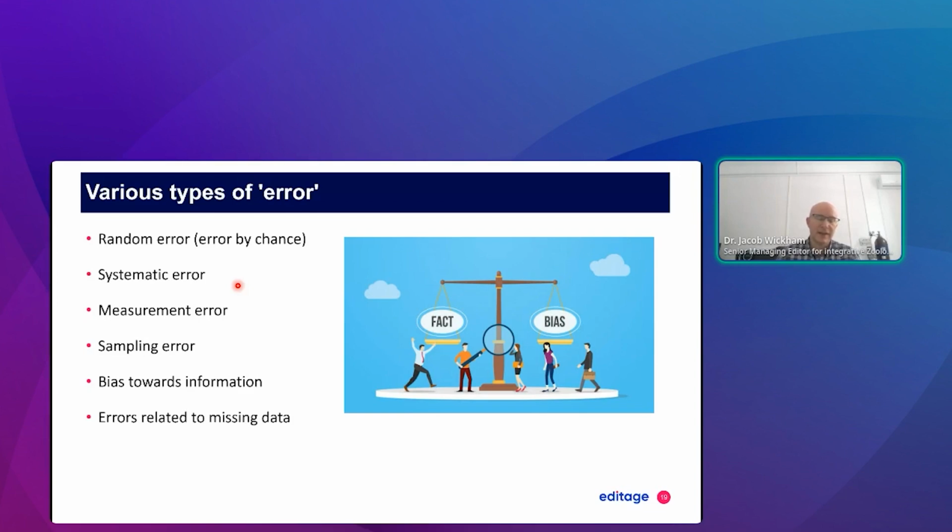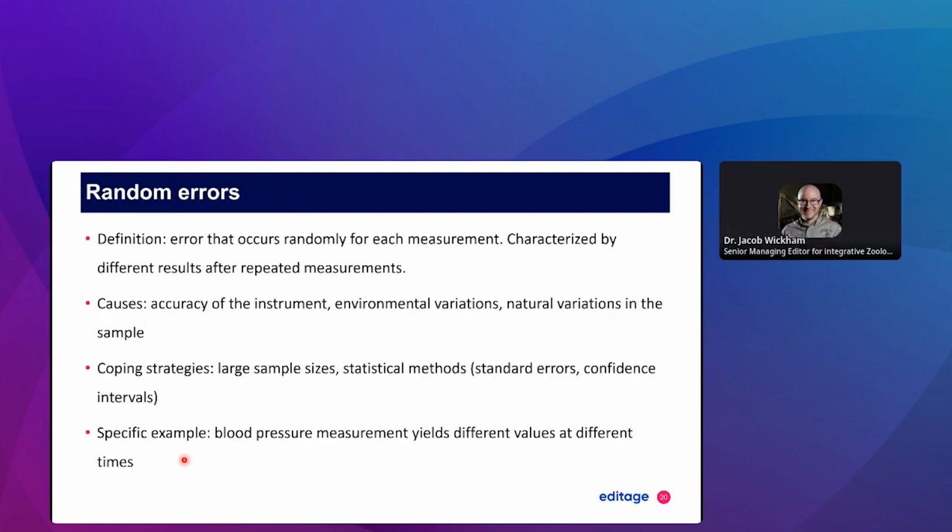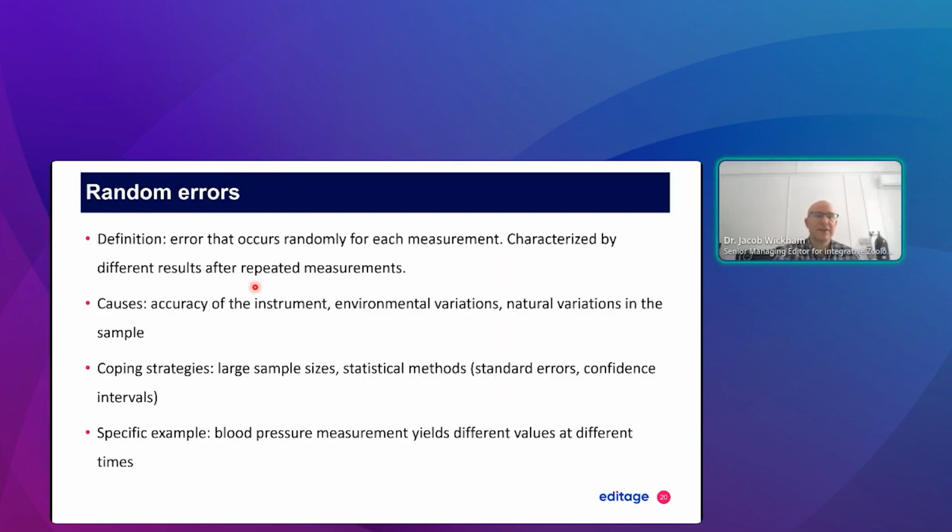For example, by taking multiple blood pressure measurements and using the average of these measurements, the effect of random error from a single measurement can be reduced. So that's one way to reduce the random error. Random errors are errors that occur randomly for each measurement, and they're characterized by different results after repeated measurements. So again, it could be accuracy of your instruments or just environmental fluctuations, and you can overcome this by having large sample sizes or do multiple blood pressure measurements at different times to overcome that.